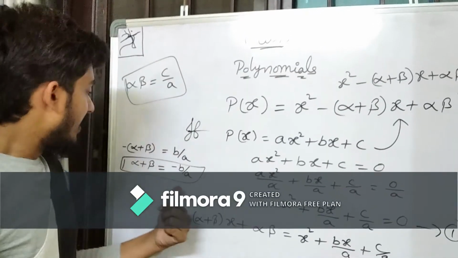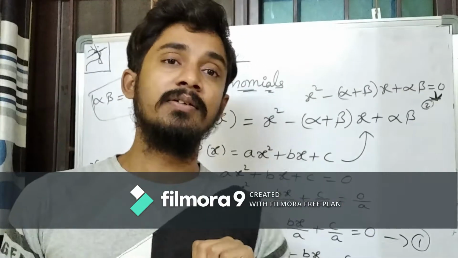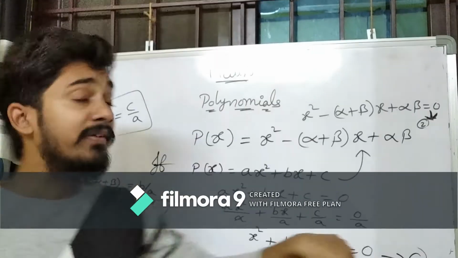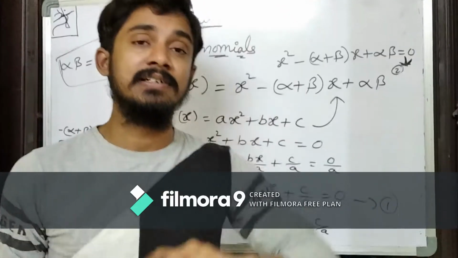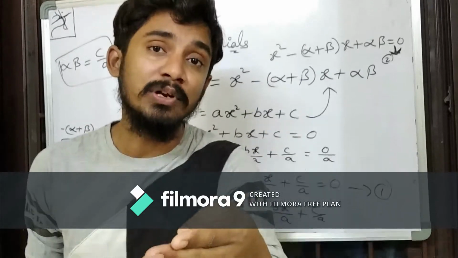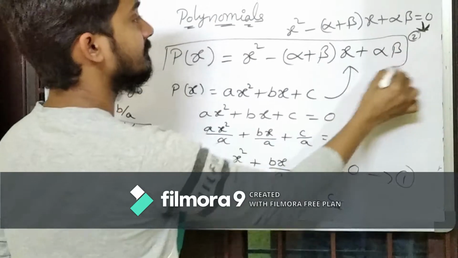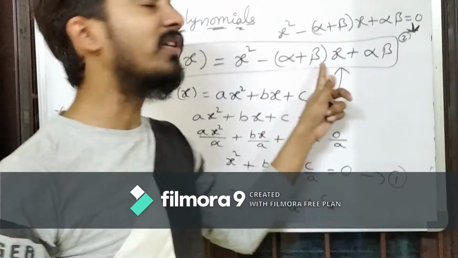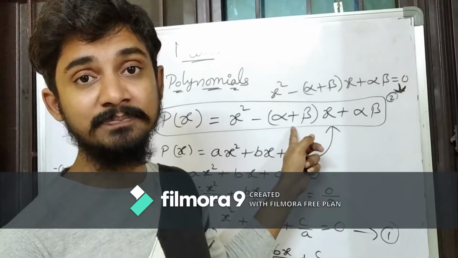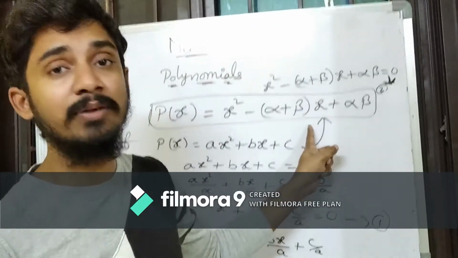Okay guys, if alpha, beta are zeros of a quadratic polynomial, then the quadratic equation is x square minus (sum of the zeros) into x plus alpha beta. This is the equation of a quadratic polynomial. Here alpha, beta are the zeros.